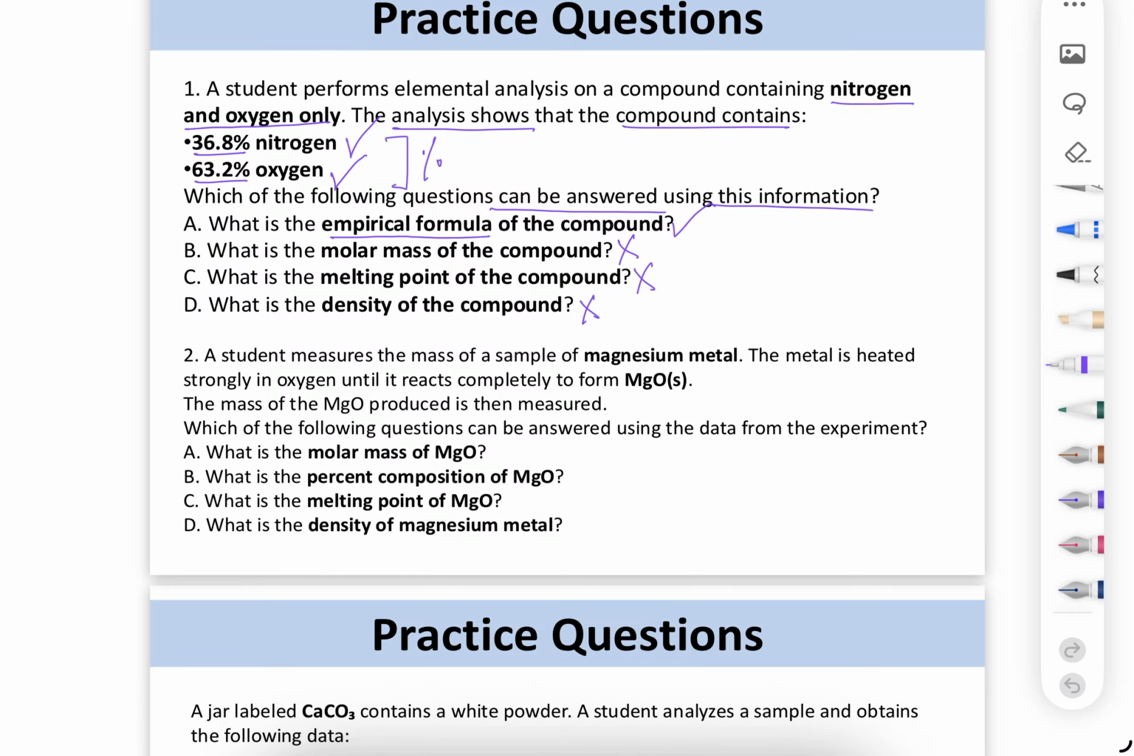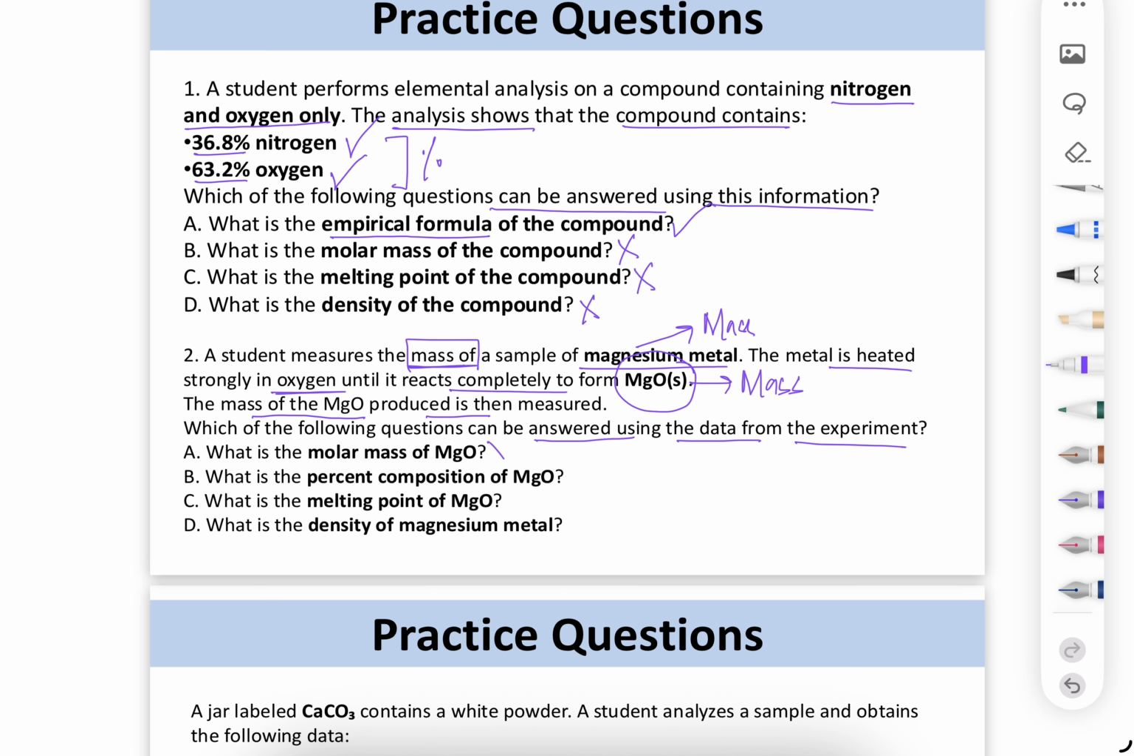A student measures the mass of a sample of magnesium metal. The metal is heated strongly in oxygen until it reacts completely to form MgO. Now the mass of MgO produced is measured. So you have the mass of magnesium, you have the mass of MgO. All right, which of the following questions can be answered using the data from the experiment?